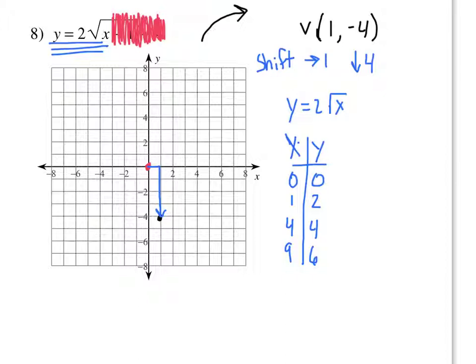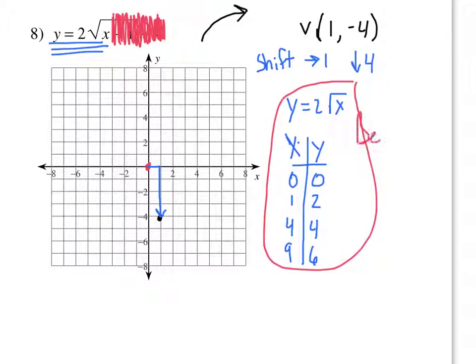Any questions on doing that? And where those values are coming from? None? Okay, now remember, these values are before the shift. Okay? Those are before the shift. So we got 0, 0, 1, 2, 4, 4, and 9, 6, which is just barely off our graph there. Each one of those points needs to be shifted to the right 1, down 4.